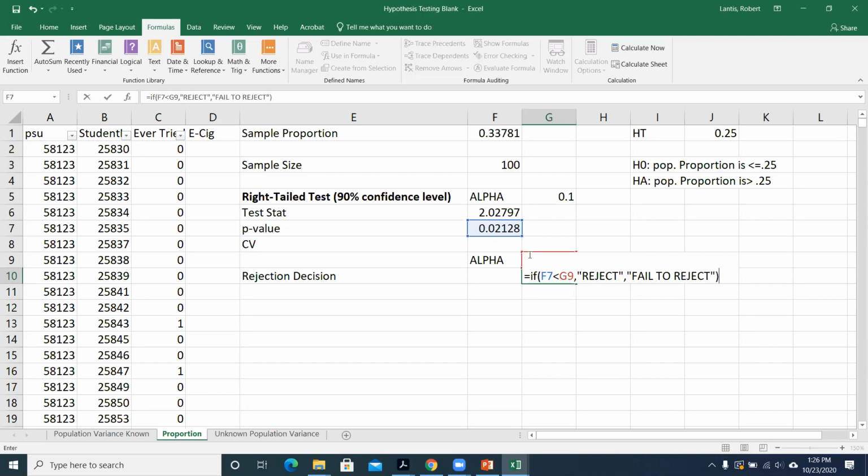Okay? So what this does is it checks whatever the first statement you put in there. If it's true, it'll return the first thing, after the comma, whatever first word you put in there.